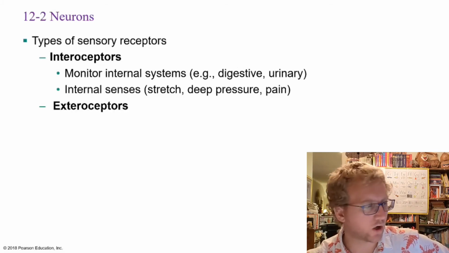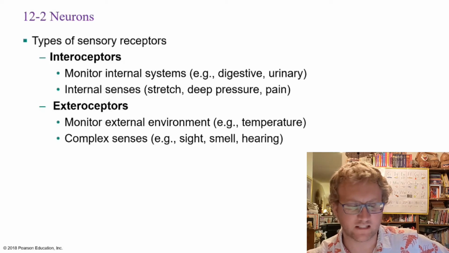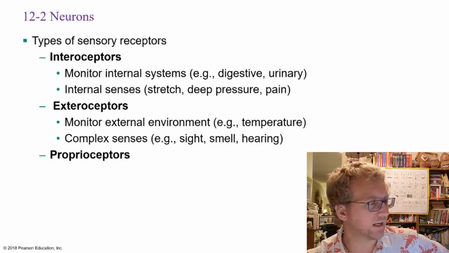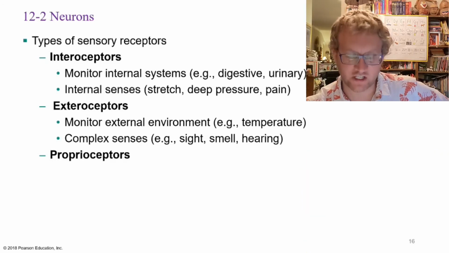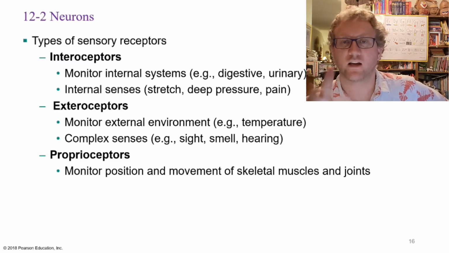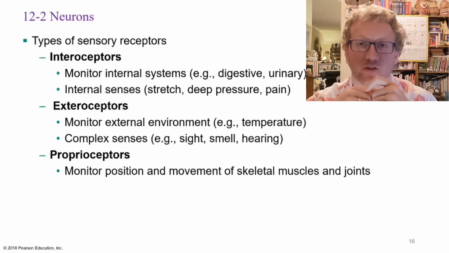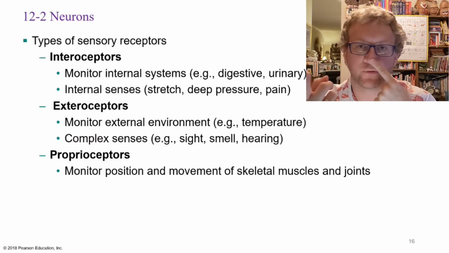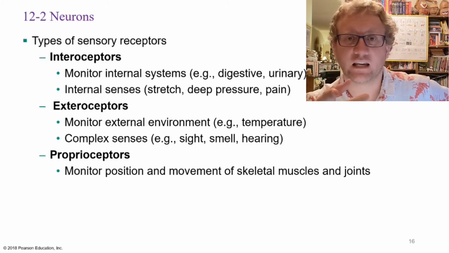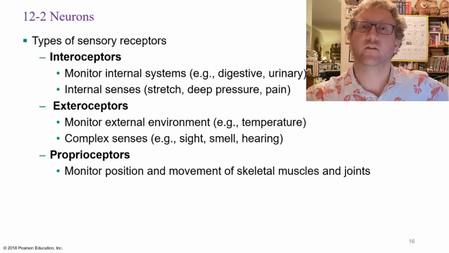Exteroceptors are monitoring the external environment, so temperature receptors in the skin, your complex senses like sight, and then proprioceptors monitor position of the movement of the skeletal muscles in the joints. And so this is why you can try this. So you sit here like this, right? And you can touch your nose. Okay, I can touch my elbow. If I were to ask you to touch your right ear, you could touch your right ear, right? Now close your eyes and do all of that stuff, right?